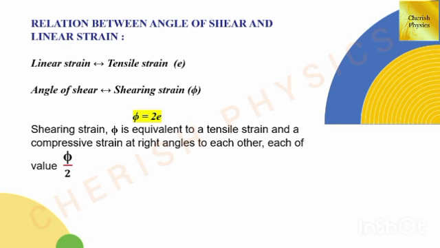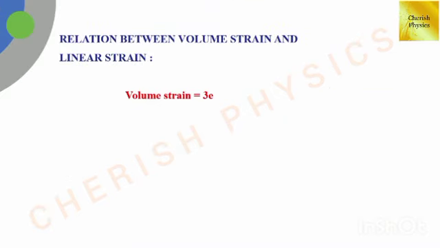relations. First one, relation between angle of shear and linear strain. Linear strain, which is nothing but tensile strain, is denoted by the letter small e, and angle of shear is also known as shearing strain, denoted by the letter phi. Hence, phi equals 2e, or we can say e equals phi by 2, which may be a tensile strain or a compressive strain. Next is the relation between volume strain and linear strain. Volume strain is equal to 3e.